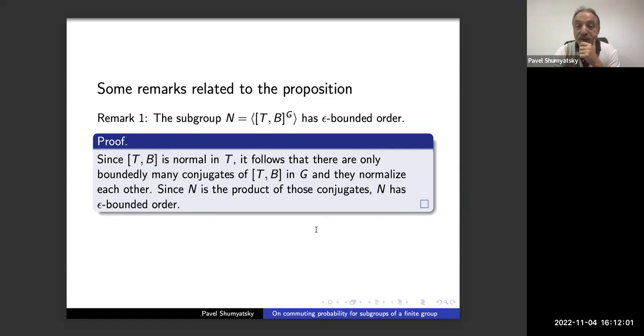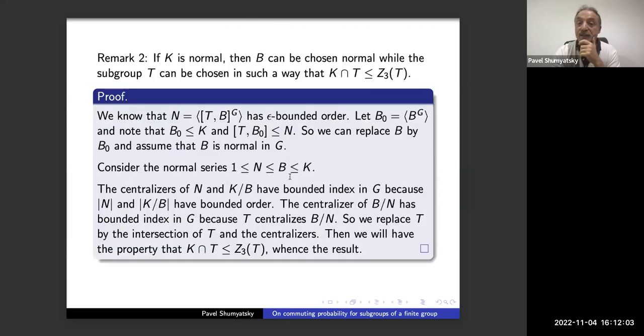And another remark relates to the case when K is normal. In the proposition, K is not necessarily normal, but in some important cases, K actually is normal. In that case, we can say something more. In particular, the subgroup B can also be chosen normal, while the subgroup T can be chosen in such a way that it intersects K by a subgroup of the third term of the upper central series of T. So this Z sub 3 of T is the third term of the upper central series.